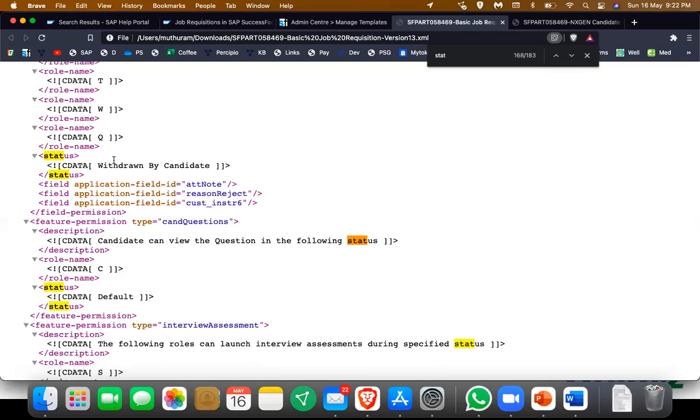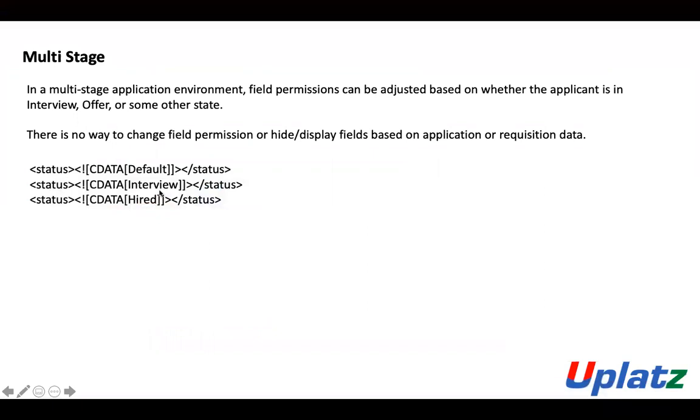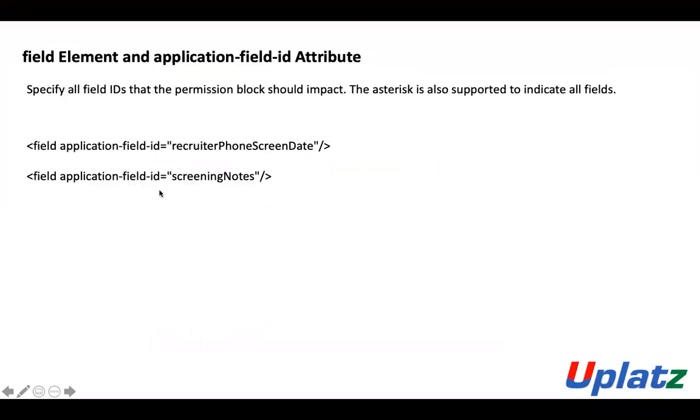In case status is going to be defined, what happens if a candidate is going to be withdrawn? So we are going to display a couple of notes for them: attention ATT notes, reason for the rejection, and the customer. Those are the three kinds of fields that will be displayed if the candidate has been withdrawn from the position. So it actually indicates the status, what's been going through it.